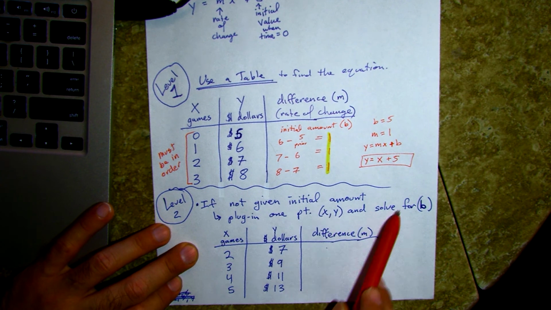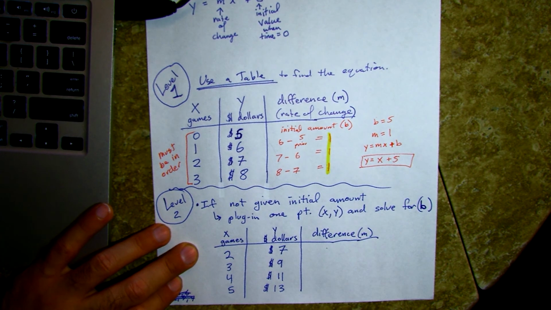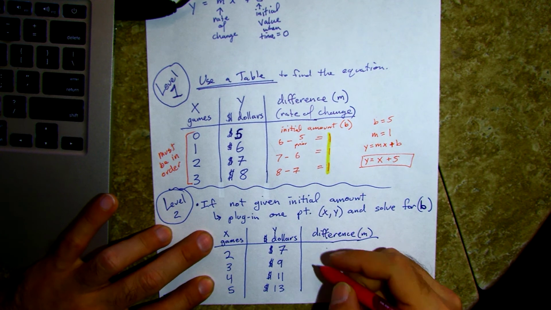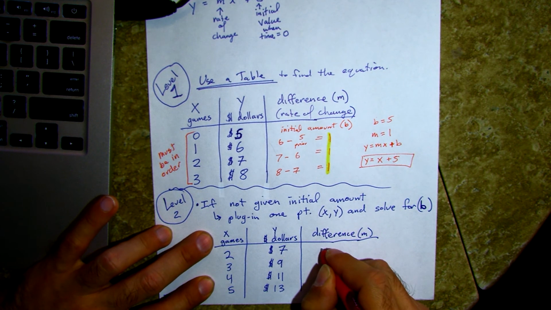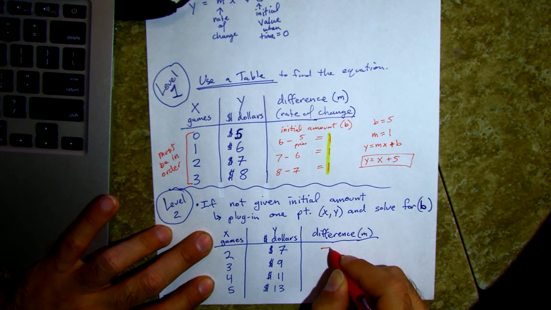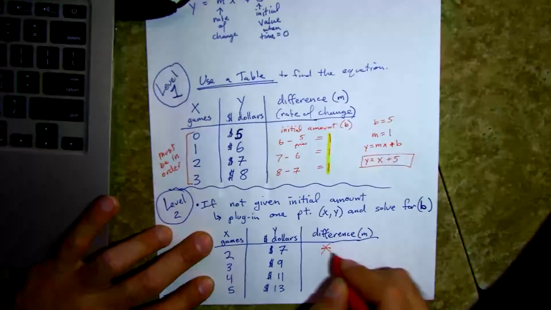But let's do these differences first. We don't know what comes before the second game, so I'm just going to put a star there. We don't know what happened before the second game, so we can't subtract it. We can't make a difference.